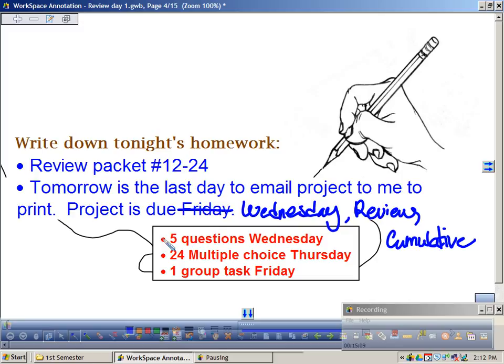Then there's 24 multiple choice. We're going to do that on Thursday. Then Friday is going to be a group task, or possibly I might not make it a group. I might make it a task and make it part of your final. Okay.